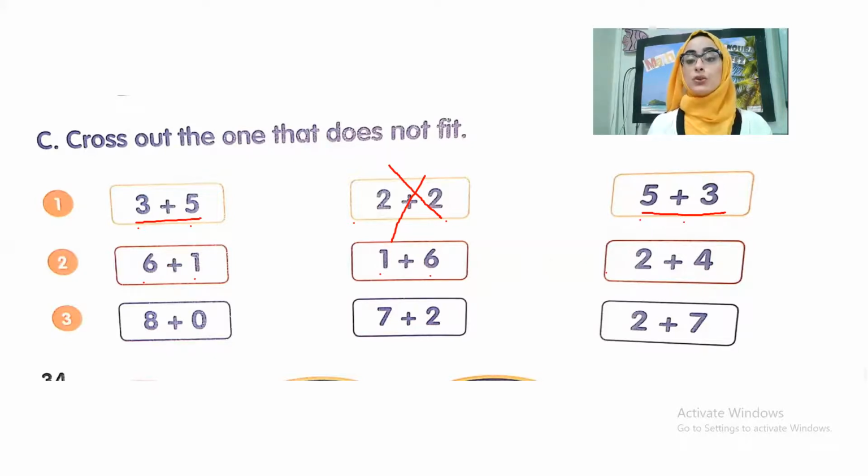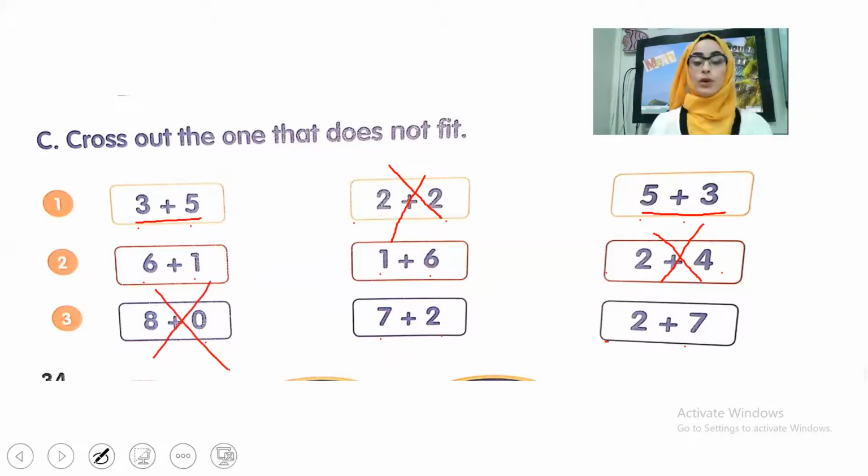6 plus 1, 1 plus 6, 2 plus 4. Which one does not fit? Very nice, smart, 2 plus 4. 6 and 1, 1 and 6 are the same answer. Okay, 8 plus 0, 7 plus 2, 2 plus 7. Which one doesn't fit? Fabulous, it's 8 plus 0, because 7 plus 2, 2 plus 7 is the same answer.